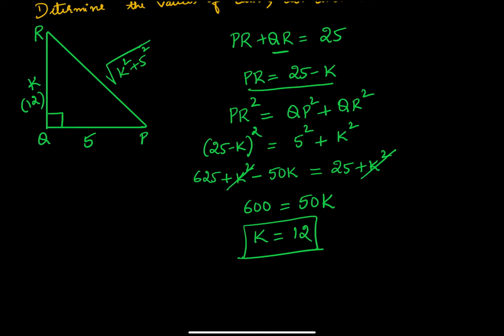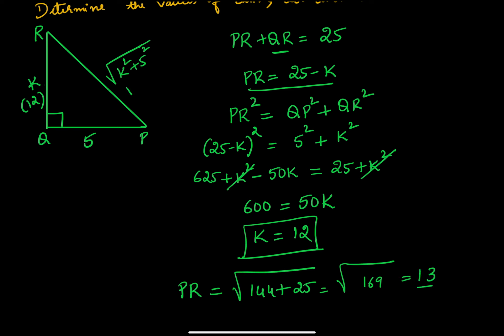Now if QR is 12, if we apply it to the hypotenuse, the square root here, so 144 plus 25, we will have PR is equal to square root of 144 plus 25, which is square root of 169, which is 13. So we found the hypotenuse to be 13.